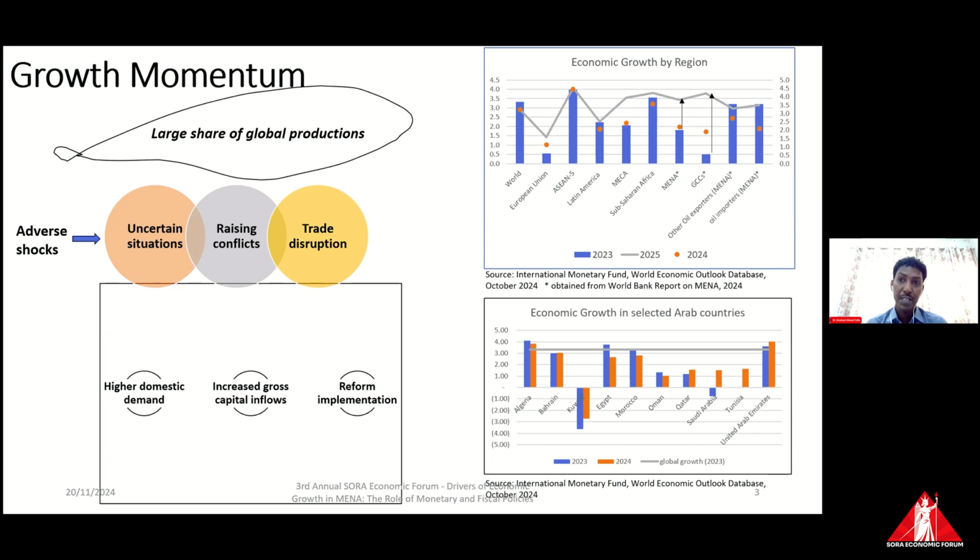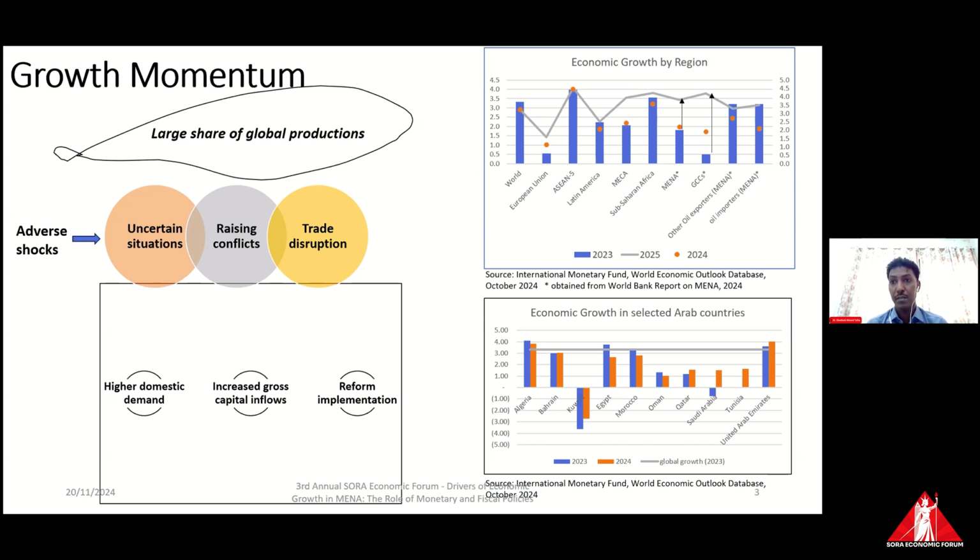But in spite of these challenges, the region is growing at an acceptable level. Economic growth was 1.8% in 2023, and it is likely to increase a little more in 2024 and much more in 2025. In the region, we see a very important group of countries like the GCC economies. GCC economies are expected to be the fastest growing region in the world compared to other regions, as can be seen from the chart on the right-hand side.